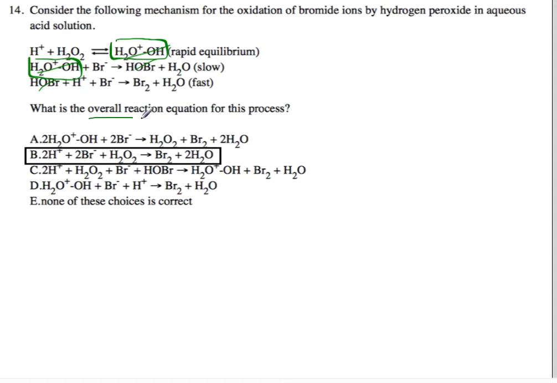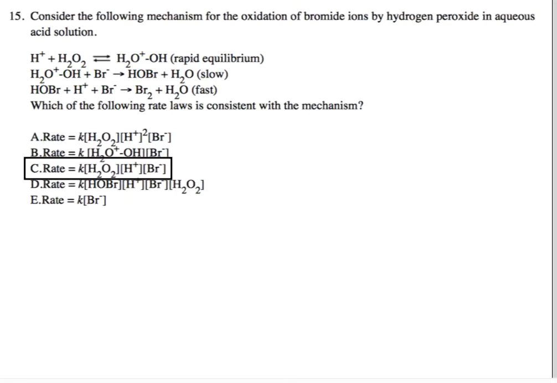They're asking what the overall reaction would be. So I would get 2H plus, you see right there. I gather like terms on the same side. So Br minus right there, and then H2O2 goes on the same side. What's left on the other side is Br2 and 2H2O. When you total the overall reaction, you cancel the intermediates. That's actually all one piece, and that's why the problem's kind of weird.